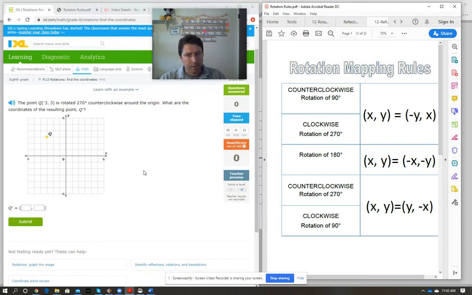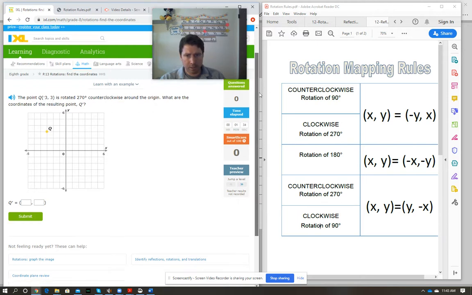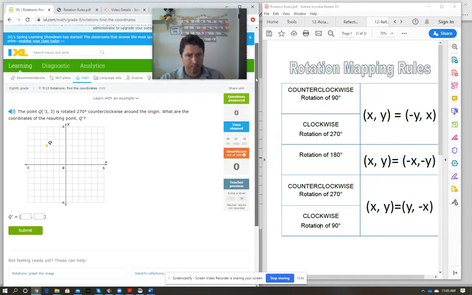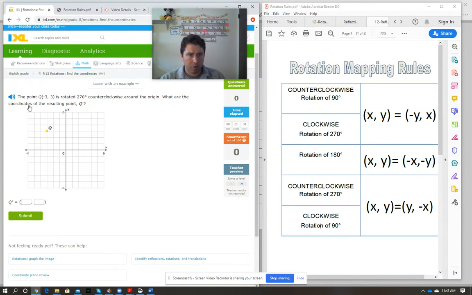So what you want to do here, I think this is easier than yesterday's. You want to check what they want you to do. So on this one, they say the point -3, 3 is rotated 270 degrees counterclockwise around the origin. What are the coordinates of the resulting point Q? So all you're really doing is taking this point, the point Q, and it is rotated 270 degrees counterclockwise around the origin. What are the coordinates of the resulting point, Q prime?